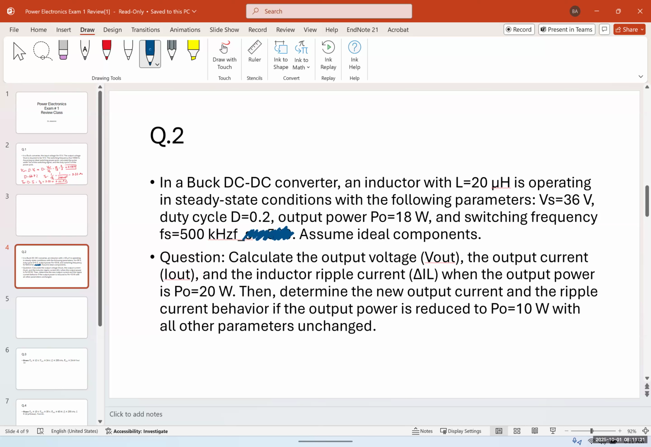We want to calculate the output voltage, the output current, and the inductor ripple current when the output power is 20 watts. Then we want to determine the new output current and the ripple current behavior if the output power is reduced to 10 watts with all other parameters unchanged.